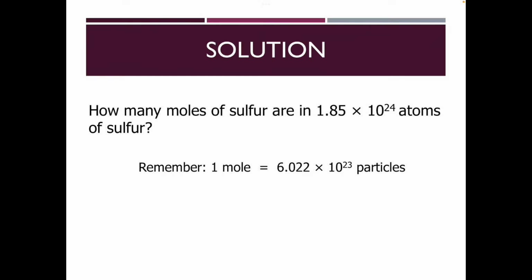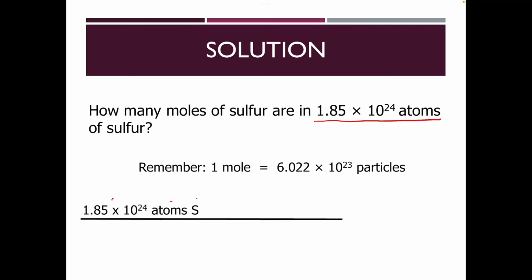Alrighty, so here we're going to start our train track with this entire bit. Okay, so that 1.85 times 10 to the 24th, remember, number, unit, chemical. So this is 1.85 times 10 to the 24th atoms of sulfur. So now we can make our train track. So we're going to use Avogadro's number to convert between atoms and moles.